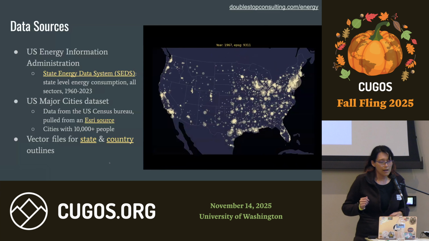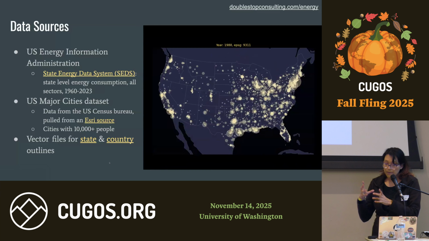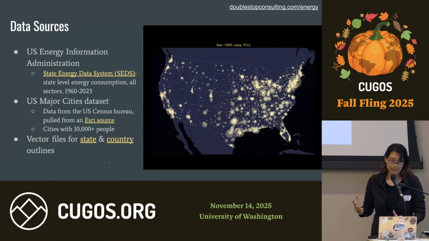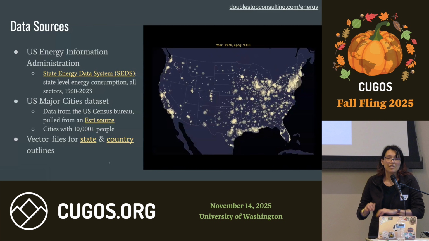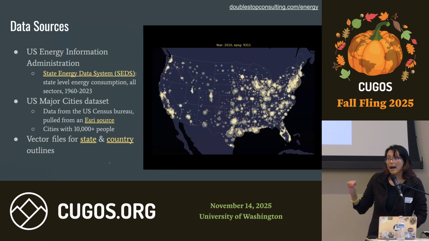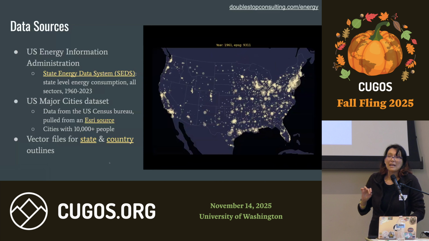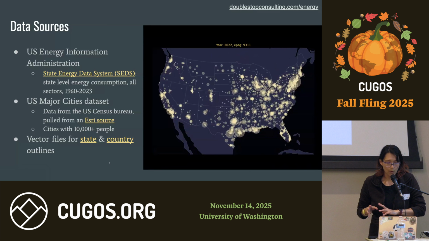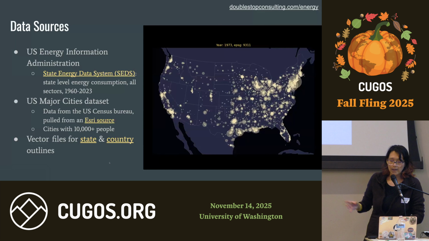Okay, it is going. Great. So the data I am visualizing in the dots is from the US Energy Information Administration. This is from their State Energy Data System. This is all sectors, all fuels, ranging from 1960 to 2023. Now, I've mapped those onto the US major cities data set. This is data from the US Census with cities of more than 10,000 people.